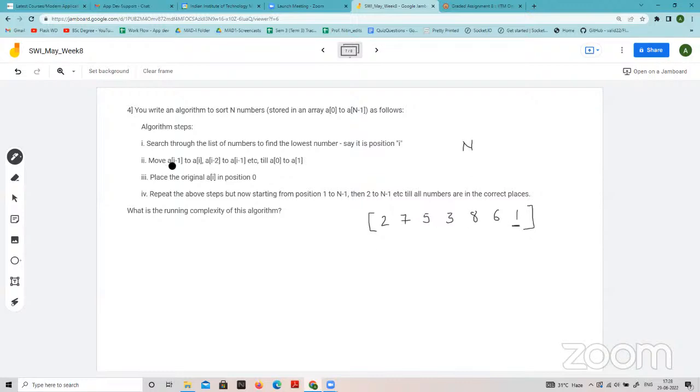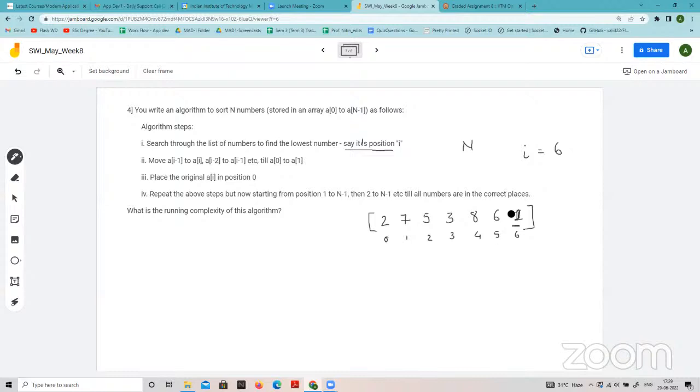Now once this is done, what I'm doing here, I'm shifting it behind. So what is the move a of i minus 1? Okay, so let me also write the index: 0, 1, 2, 3, 4, 5, and 6. All right, so what is the value of i? 6, right? Search through the list of numbers to find the lowest number. Say its position is i. So the position of that number is i. So this 1, which is the lowest number, is at the 6th index. All right, now what I have to do, move a of i minus 1. What is a of i minus 1? 1. Okay.